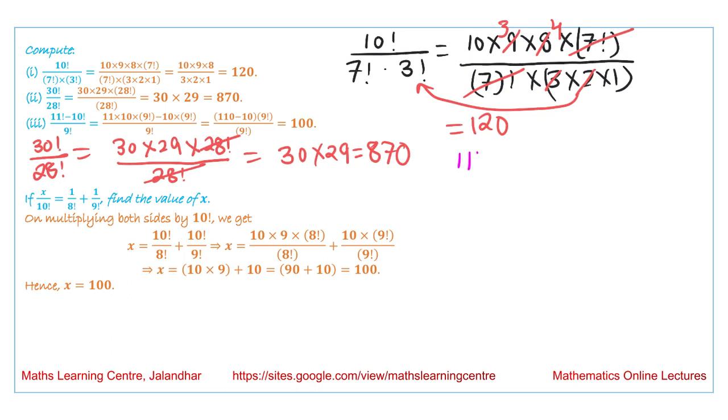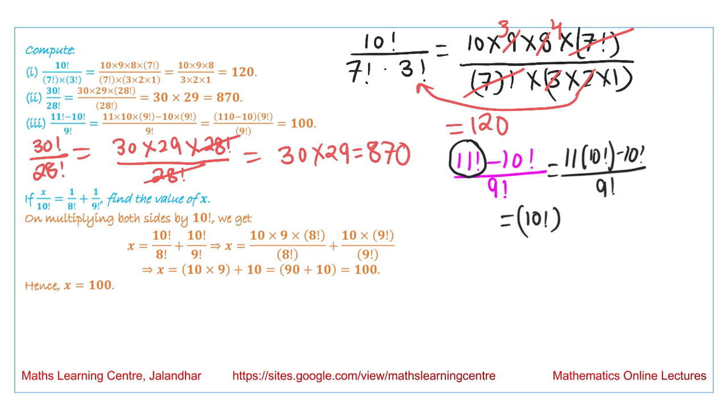Next we have 11 factorial minus 10 factorial divided by 9 factorial. I can write 11 factorial as 11 into 10 factorial, minus 10 factorial, divided by 9 factorial. This is equal to 10 factorial into 11 minus 1 by 9 factorial. This 10 factorial we can write as 10 into 9 factorial. These two get cancelled, and the value of the remaining term is 10. So the answer is 10 into 10, that is equal to 100.